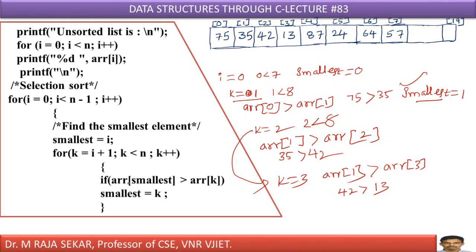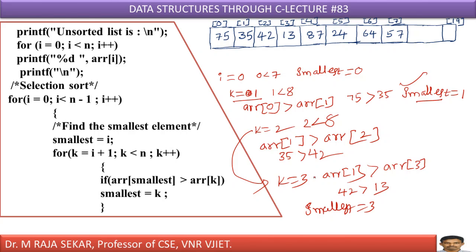In that case, this if condition is satisfied, therefore smallest equal to k. Now smallest equal to k means what? My k is 3. Smallest equal to 3. Isn't it? Next I will go back to k plus plus. So k plus plus, previous value of k is 3.